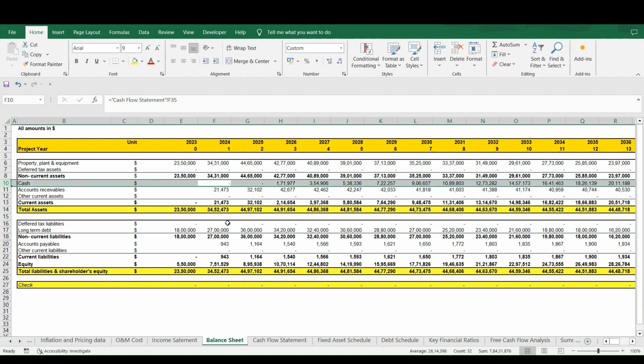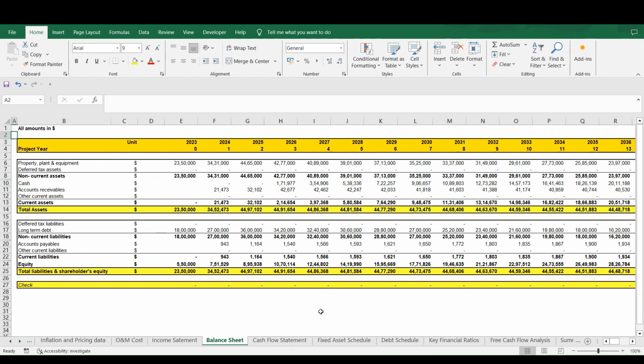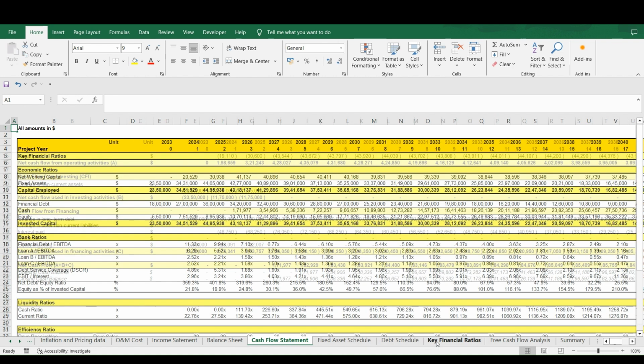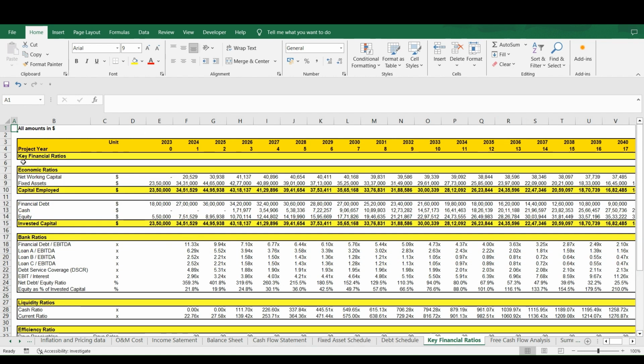Yes, right here. That we are done with all three crucial statements. And we look at some of the key financial ratios, such as economic ratios, net working capital, and fixed assets. And we have our capital employed. We have financial debt, how much is cash, how much is equity, how much is invested capital.